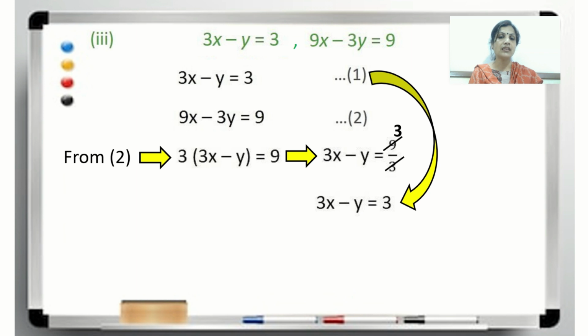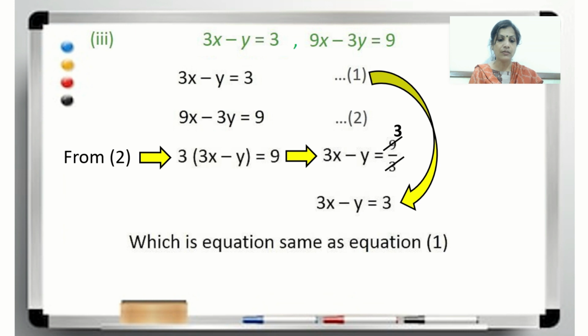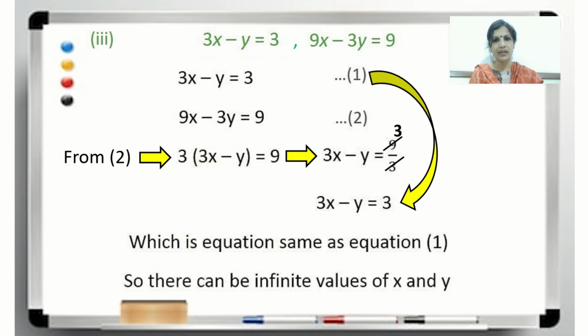You will observe that equation 1 and equation 2 are the same. Now, if both the equations are the same, that means the given pair of linear equations have infinite values of x and y. So there is no need for us to solve this, because both the equations look absolutely similar. We just have to write down that x and y have an infinite number of values. So this pair of linear equations has infinite solutions.